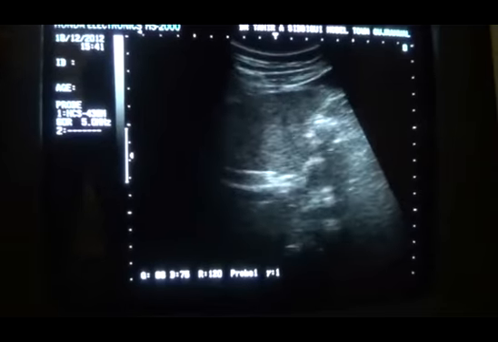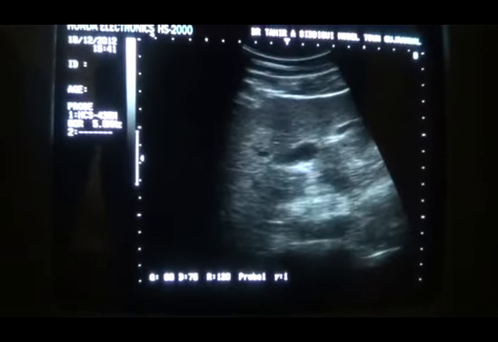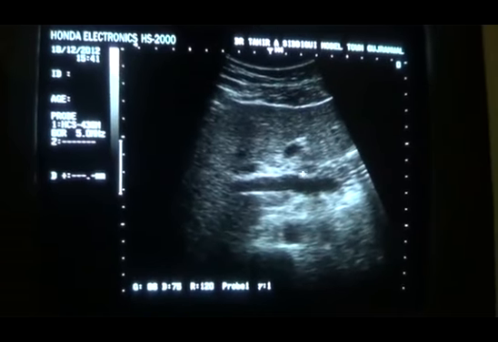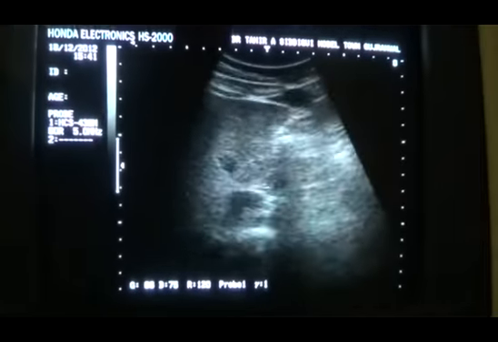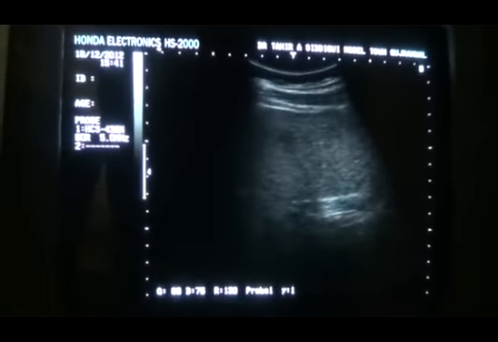The periportal echoes remain intact in fatty liver, simple fatty liver. As you can see, this is the portal vein and the periportal echoes are intact, as they should be.